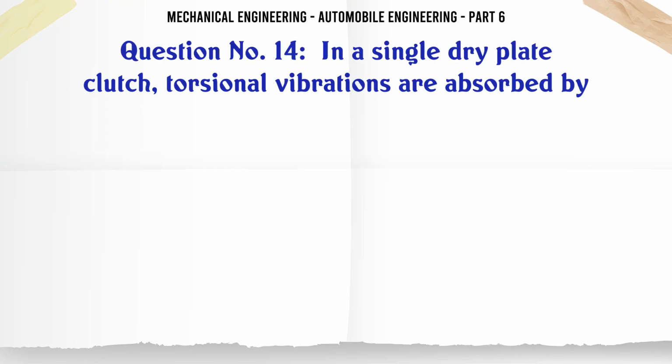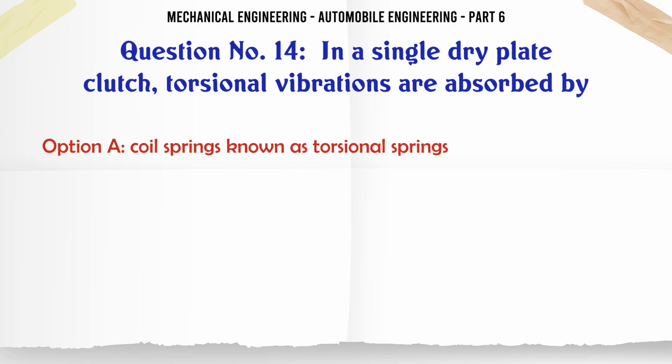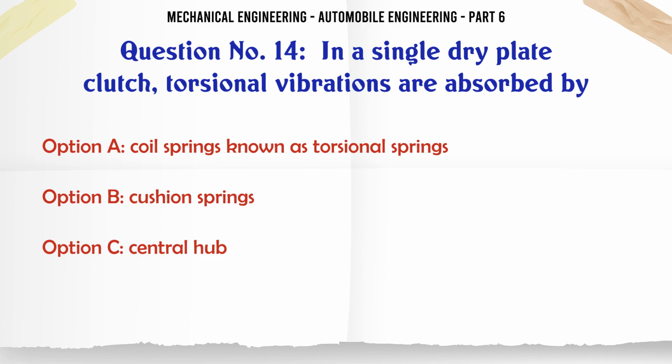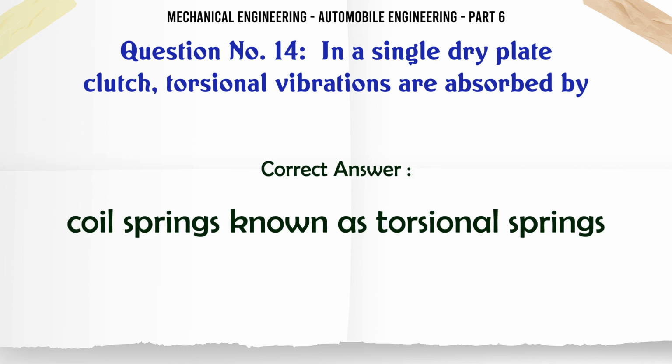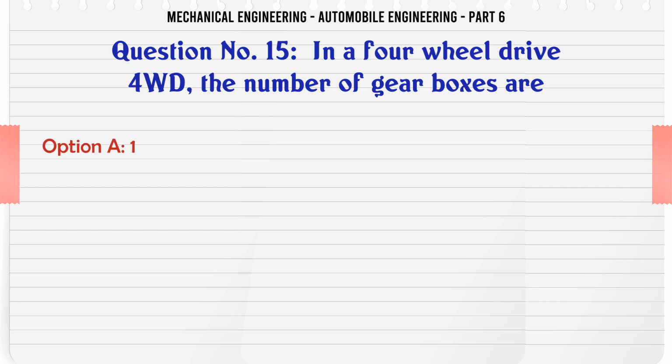In a single dry plate clutch, torsional vibrations are absorbed by: A. coil springs known as torsional springs, B. cushion springs, C. central hub, D. clutch pedal. The correct answer is coil springs known as torsional springs. In a four-wheel drive 4WD, the number of gear boxes are: A. 1, B. 2, C. 3, D. 4. The correct answer is 2.